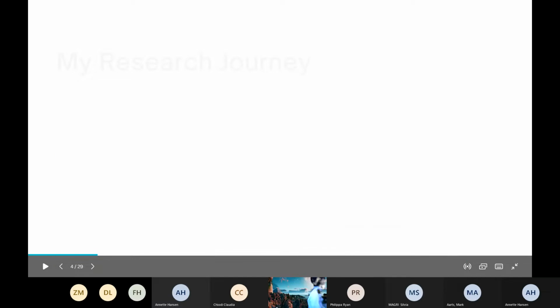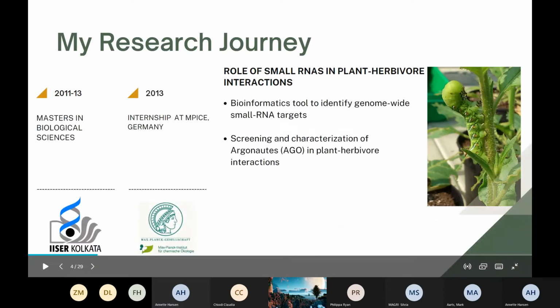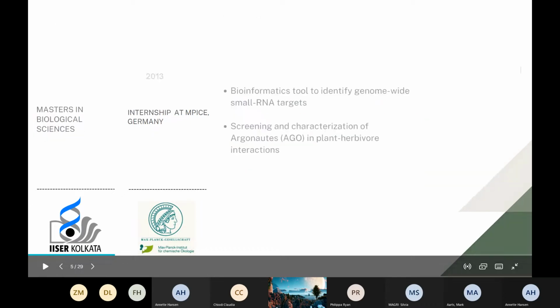During my master's and my internship at Max Planck, I was mainly working on the role of small RNAs in plant herbivore interactions. Basically, I was making bioinformatics tools for genome-wide identification of small RNA targets. At the same time, I was also doing experimental screening and characterization of the Argonaute proteins, which are mainly involved in the small RNA pathway, in understanding their role in plant herbivore interactions. The plant I was working on was wild tobacco. It's quite native to Utah, and it was the herbivore host that is very photogenic but extremely disgusting to work with. So this is one of the works I was working on during my master's.